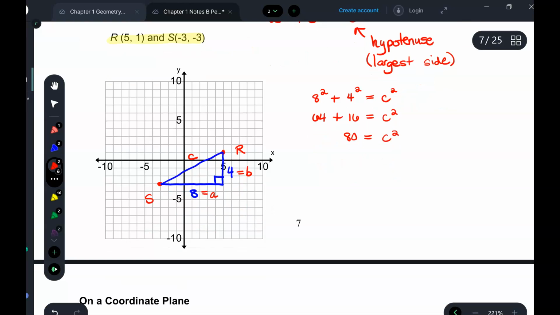If we were to do it up, would it be the diagonal one still? Mm-hmm. Okay, let's go ahead and take the square root.